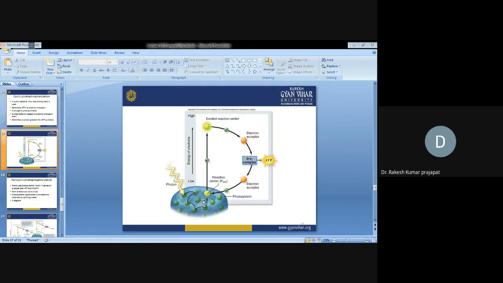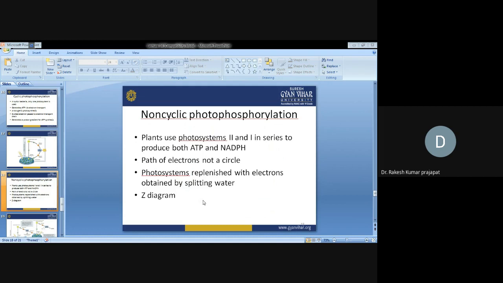Here is cyclic photophosphorylation, where we can clearly see photons are captured by different carotenoid pigments and passed to the reaction center. Then the reaction center gets excited and transfers the electron to another electron acceptor. At the bc1 complex, ATP is synthesized. The electron gets recycled back into the chain. Now, non-cyclic photophosphorylation.